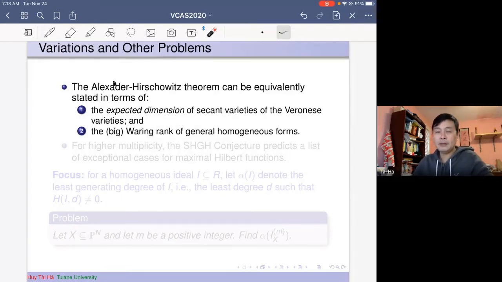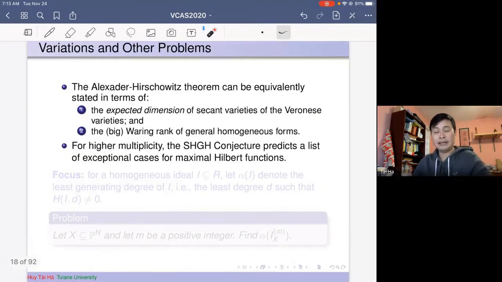For higher multiplicity, meaning m is bigger than 2, at least in P^2, one also expects that generally it is as we expect, with a list of exceptional cases. And there's a conjecture called the SHGH conjecture that predicts what is in this exceptional list. SHGH here is for Segre, Harbourne, Gimigliano, and Hirschowitz.